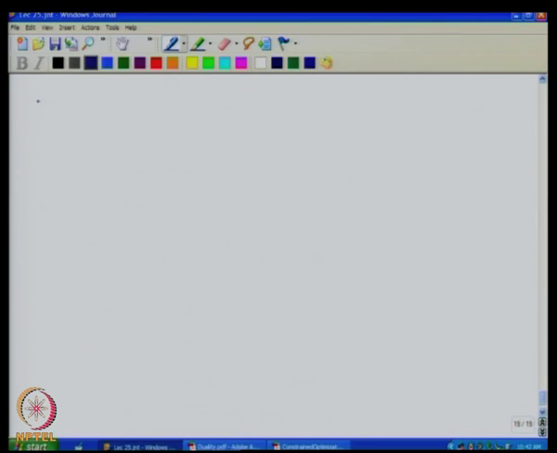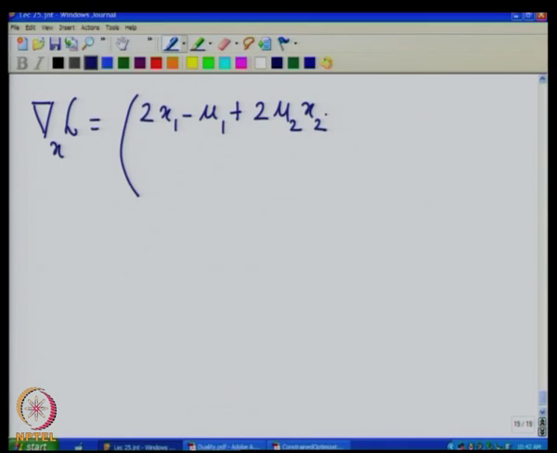Now, let us write down the gradient of the Lagrangian. You will see that the first component is 2 x1 minus mu 1 plus 2 mu 2 x1, I am sorry, 2 mu 2 x1 minus 2 mu 2. Then the second component is with respect to x2, and that is 2 x2 plus 2 mu 2 into x2. And the third component is with respect to x3, and that is half x3 plus mu 1.